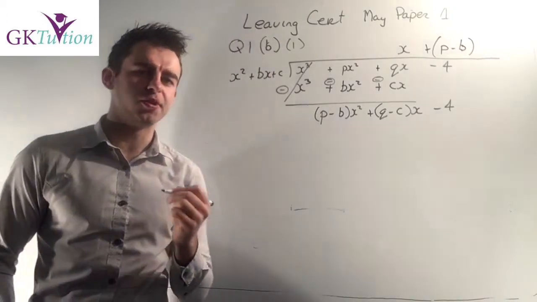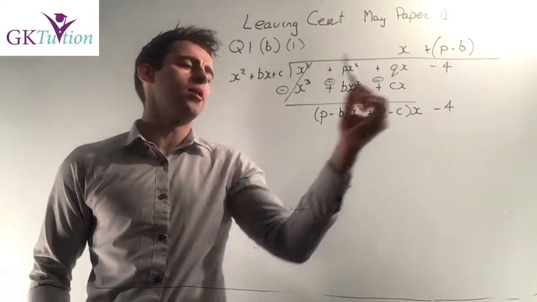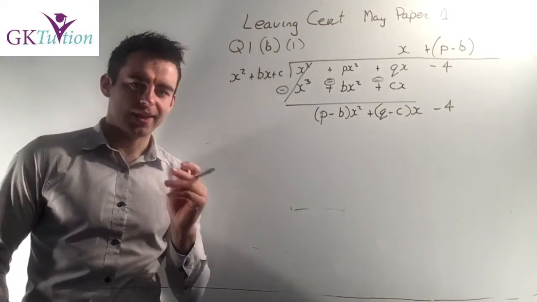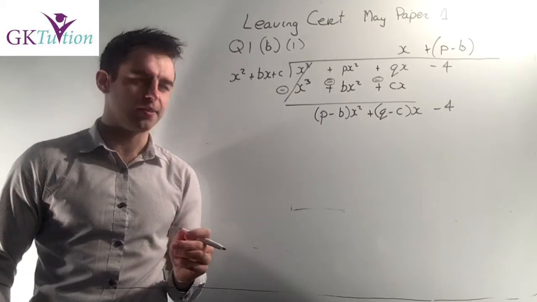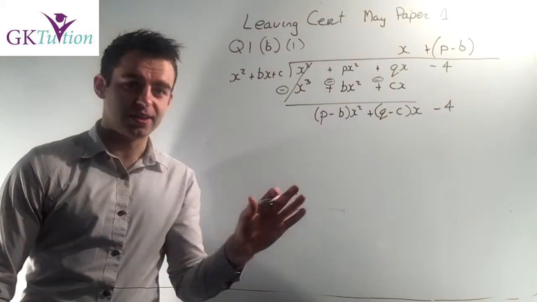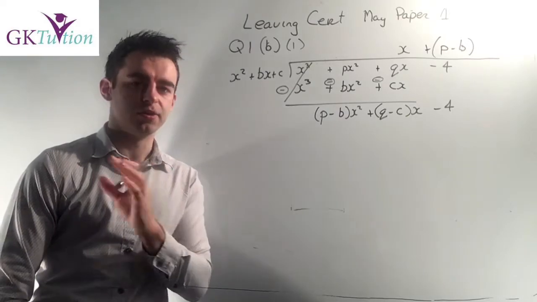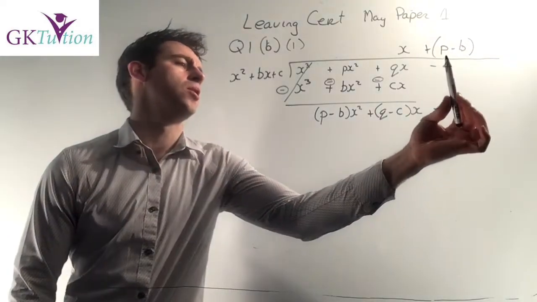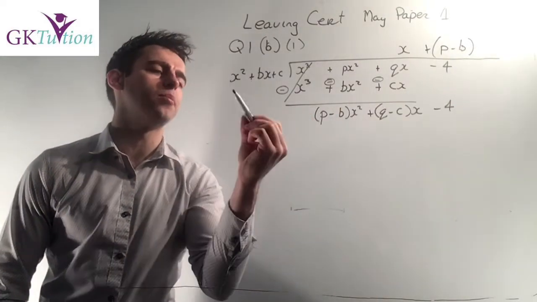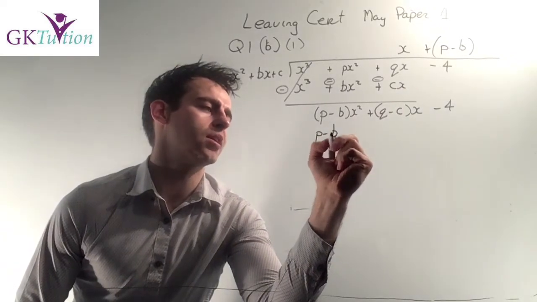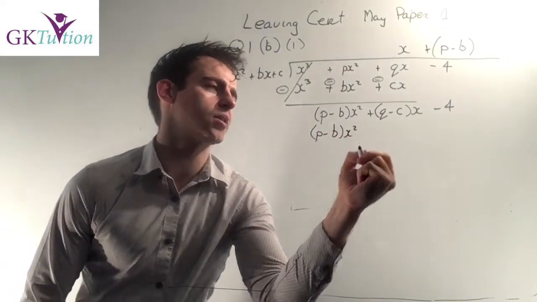Your second step is you're going to multiply. So you're going to multiply p minus b by those 3 terms. And this is the stage where it gets pretty messy. So this is actually the easiest line, because you're not actually going to multiply anything. You're just going to list out the letters. So p minus b by x squared, you're just going to list it as p minus b times x squared.